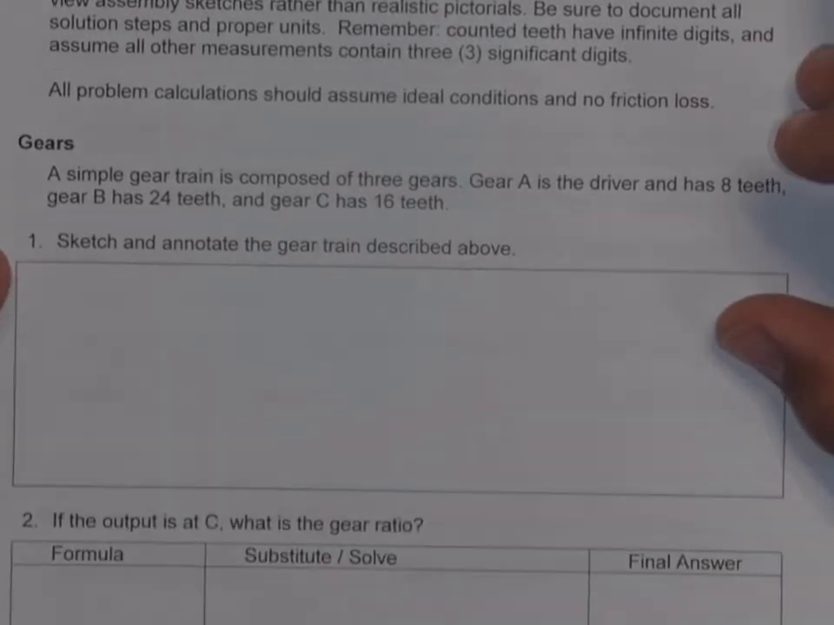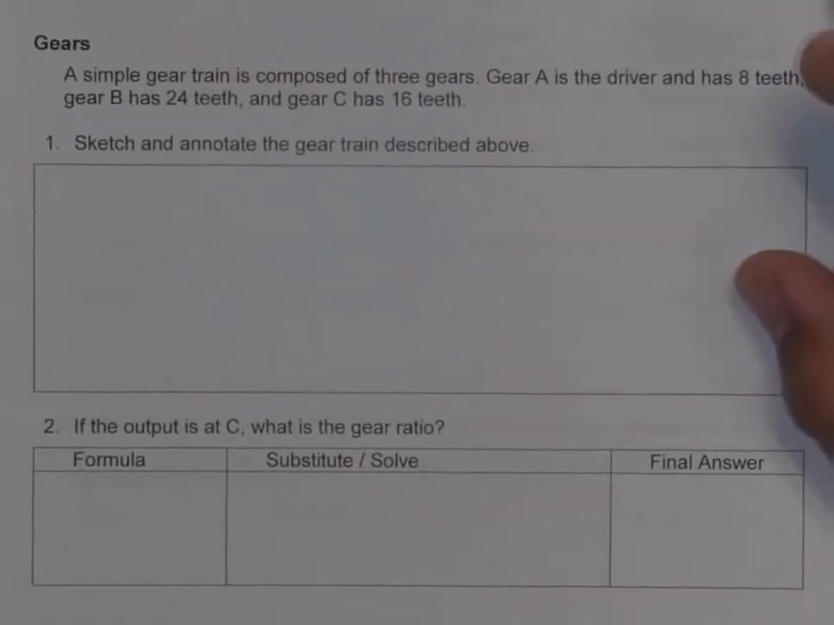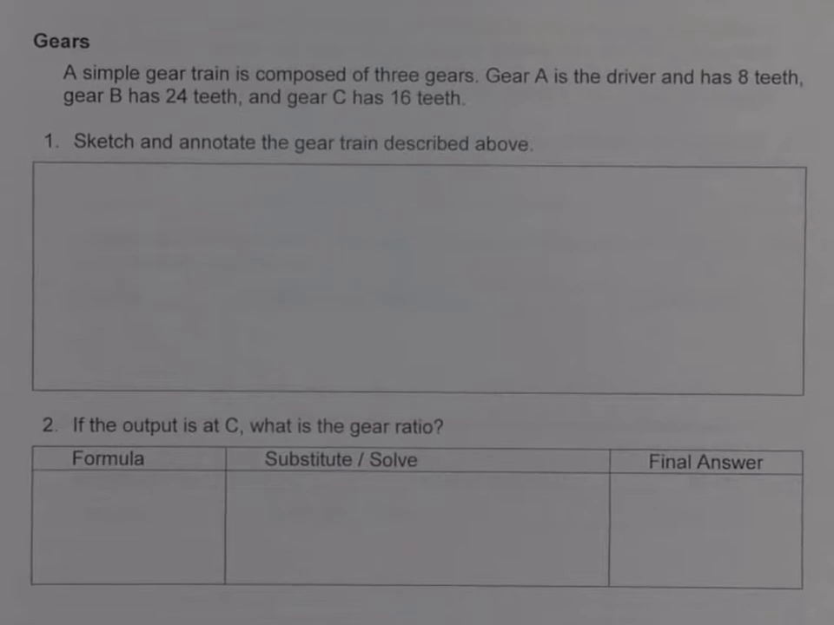So, as we go down in this first video, we're going to take a look at the gears problem, numbers 1 through 4. So here we have a simple gear train composed of 3 gears. Gear A is the driver and has 8 teeth. Gear B has 24 teeth, and Gear C has 16 teeth.